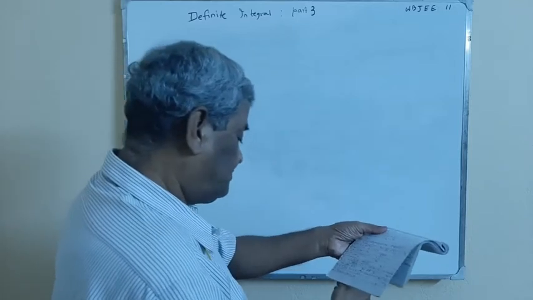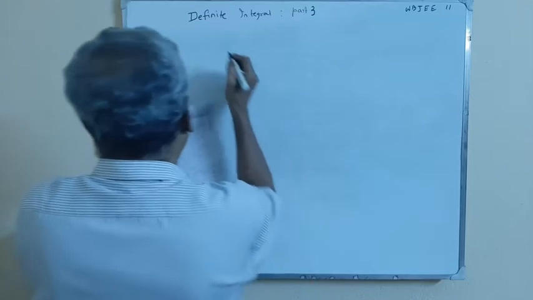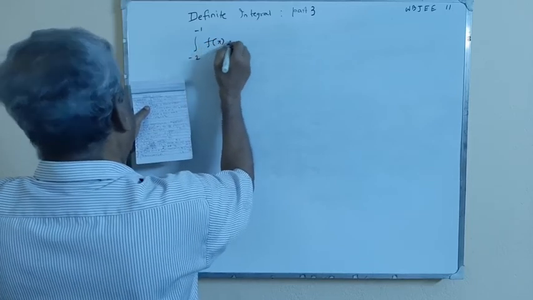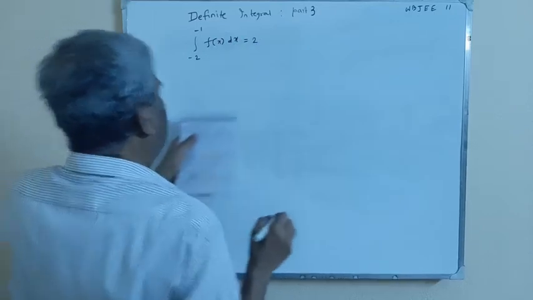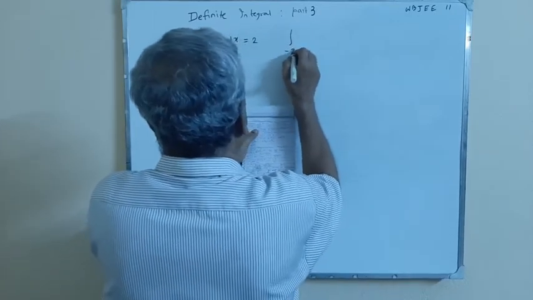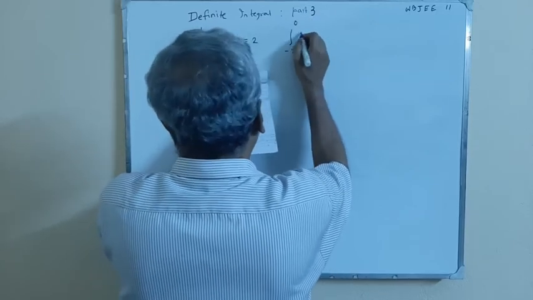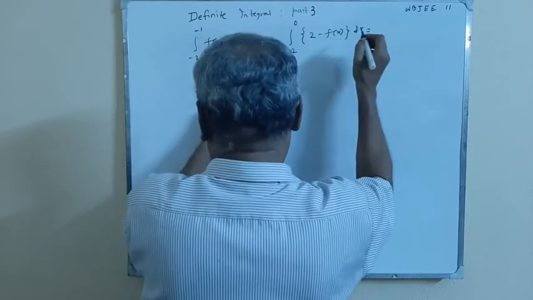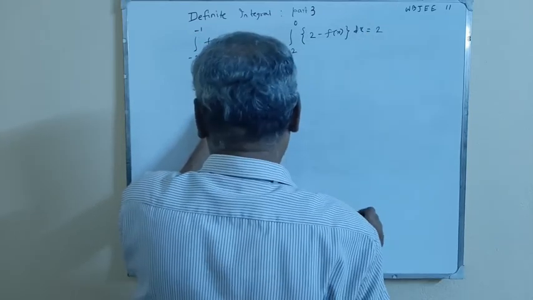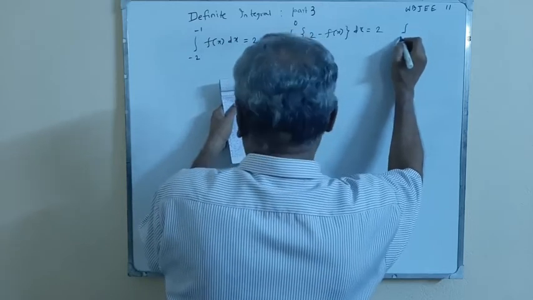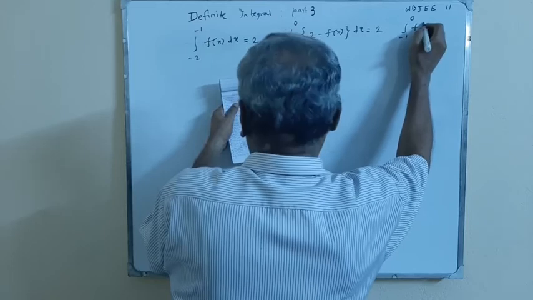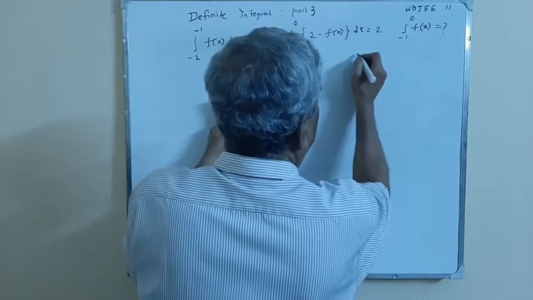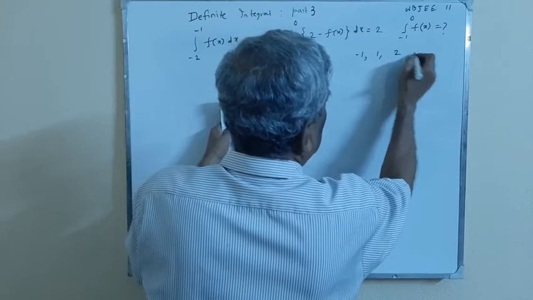So next problem is: if the integral from -2 to -1 of f x dx is equal to 2, and the integral from -2 to 0 of 2 minus f x dx is also 2, then what is the integral from -1 to 0 of f x dx? Options are -1, 1, 2, and 0.